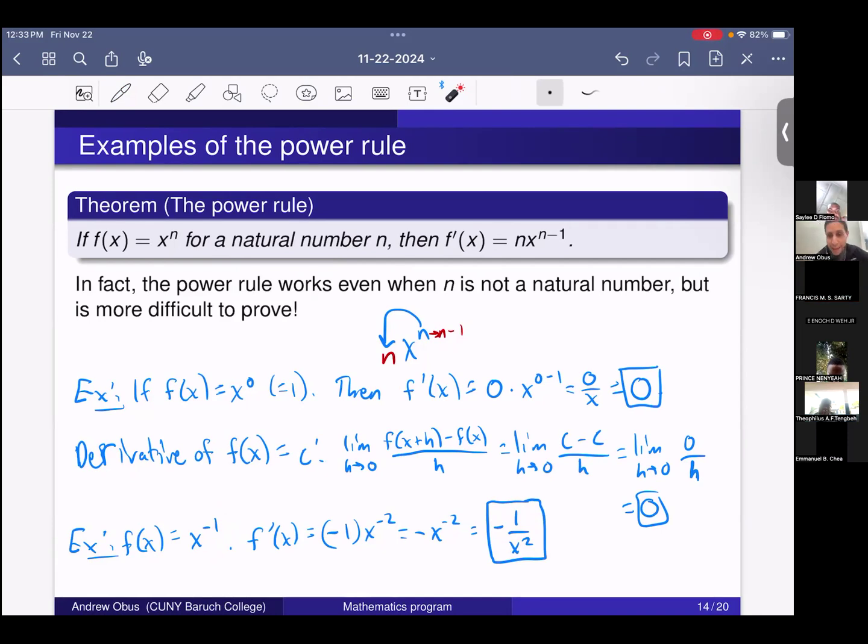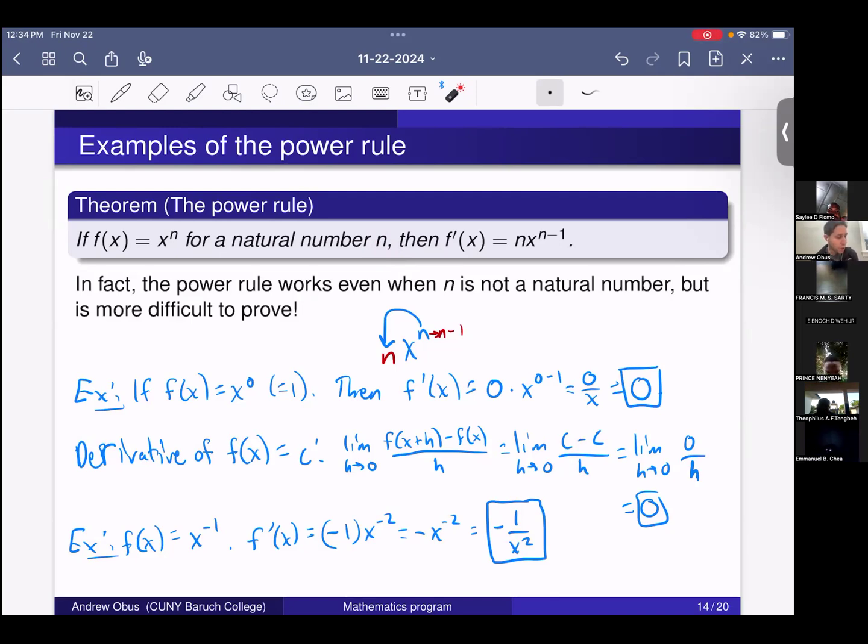But proving it for general n is harder. I'm not going to do it today. For natural numbers n, you can use the binomial theorem. To prove it for negative numbers or fractions is a little bit harder. So I'm not going to be able to do that proof today, and probably not even this semester, maybe sometime in the spring. But I'll tell you that it's correct. So you can use it for any n. For negative exponents, you have to use the quotient rule or implicit differentiation, or there are various ways of doing it, but it's not as straightforward.